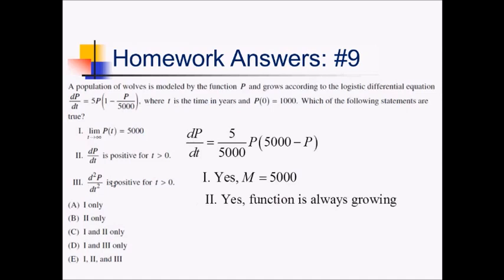Last one, second derivative is positive for t greater than 0, and this is going to be false. We have a point of inflection at half the carrying capacity at 2,500, after which your second derivative is going to be negative rather than positive, after which you are increasing but at a decreasing rate as you slow down approaching that carrying capacity. So when all was said and done, only options 1 and 2 were correct, so choice C for the overall answer.